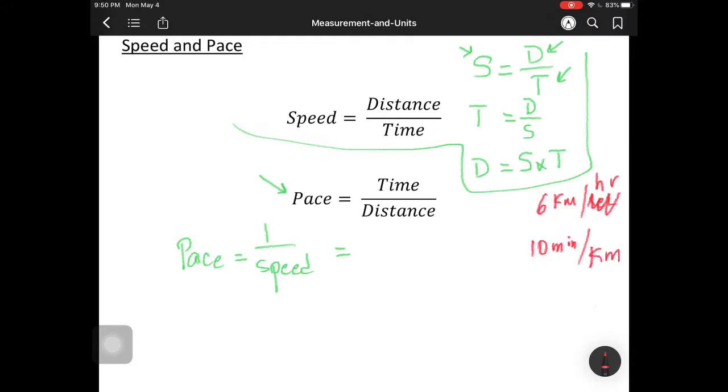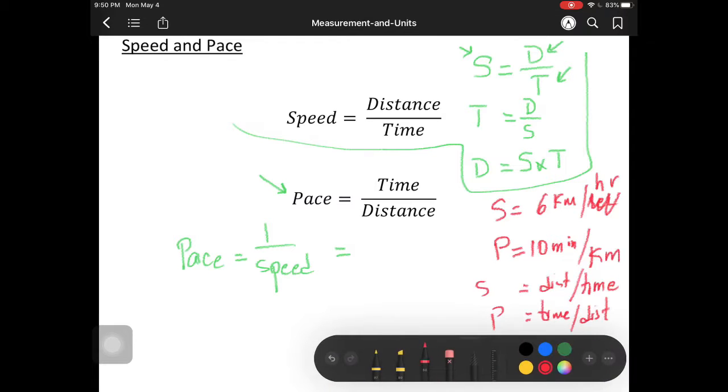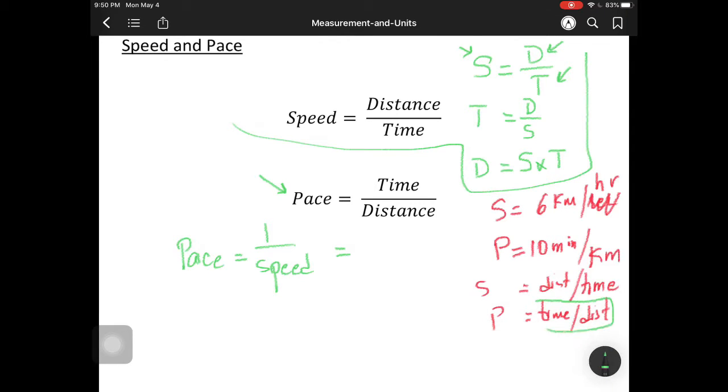So this is speed, whereas this is pace. So when you have distance per time, this is speed. But when you have time per distance, this is your pace. And time per distance is very similar to what we did here, 10 minutes per kilometer.